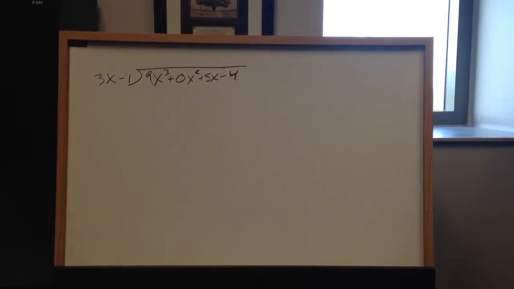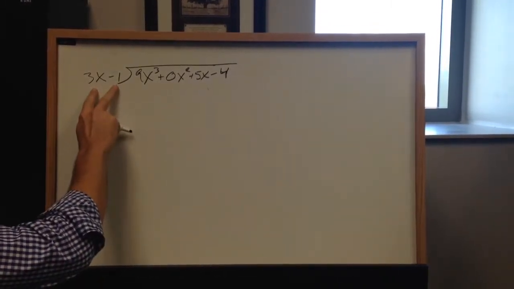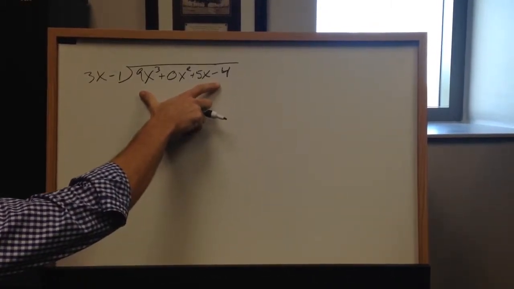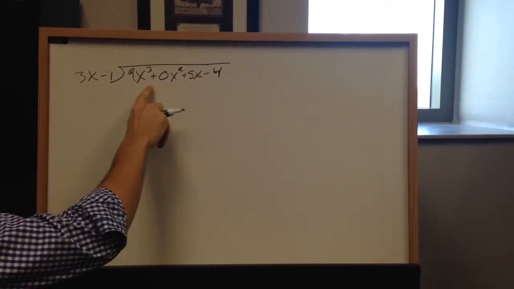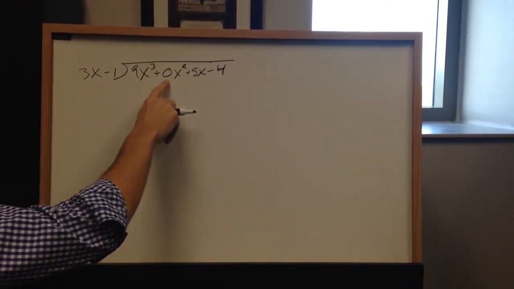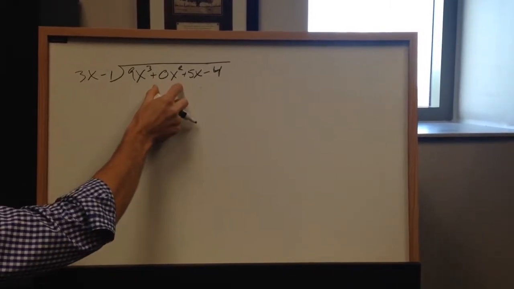This is an example of long division, where we're dividing a binomial into a polynomial. The original polynomial we were dividing into was 9x to the third plus 5x minus 4. You need to have a zero coefficient on the x squared term as a placeholder.